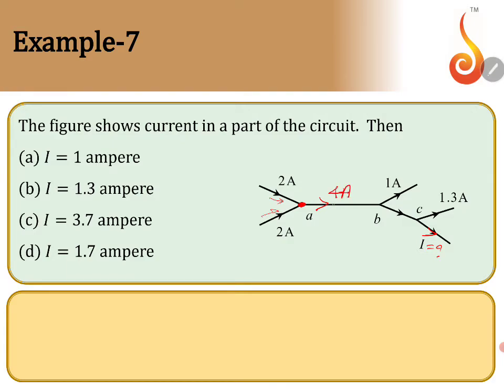So 4 amp of current is coming like this, and when 1 amp goes out, what is the remaining current? Here it is 3 amp. That 3 amp flows here. Out of 3 amp here, 1.3 amps flows out. Then what is the remaining current? Out of 3 amps, 1.3 flows, so the current flowing through this is 1.7 amps. So the correct option is option D.